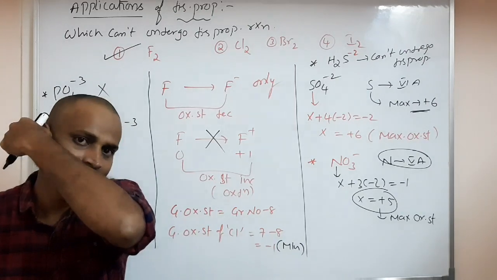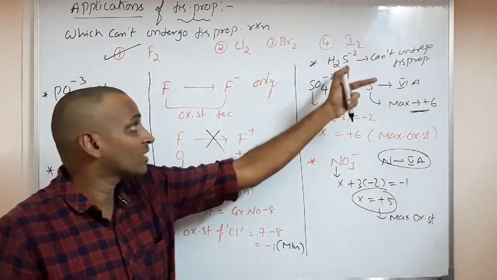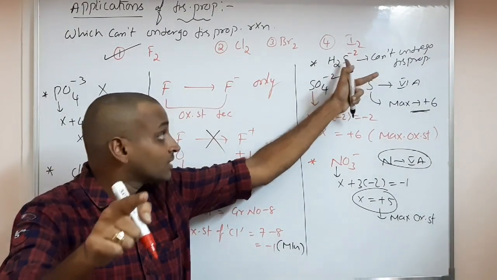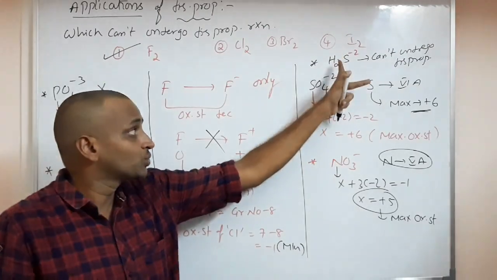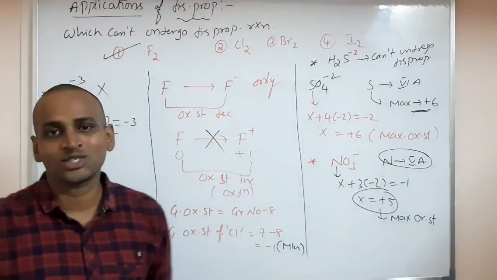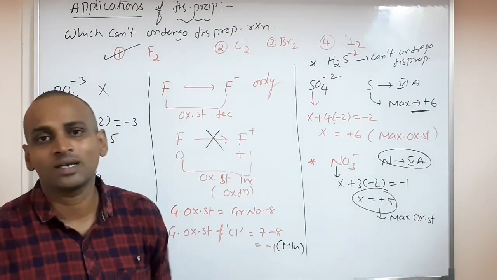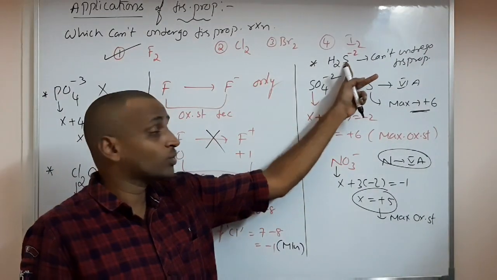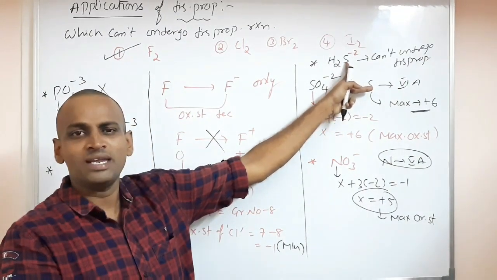The least oxidation state is already there. So can it reduce its oxidation state? That means it cannot undergo reduction. Remember this one. H2S cannot undergo reduction. That's why disproportionation is not possible. Why can it not undergo reduction, sir? Because its oxidation state is already minimum.